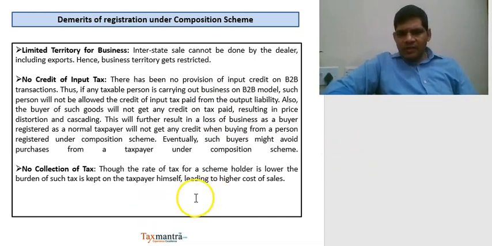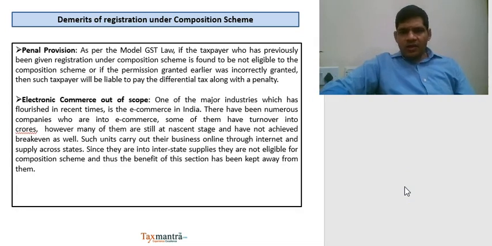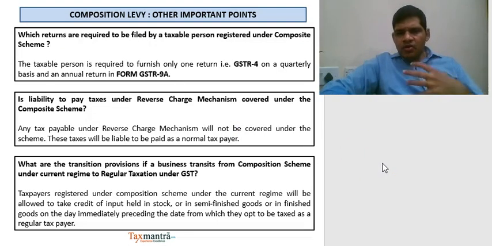And there is no collection of taxes. They cannot collect any tax from the supply. So they have to charge a nil tax invoice. And there are stringent penalties as far as GST is concerned. And e-commerce operators are out of the composition scheme. So if you are doing a sale on e-commerce, then also you are out of the composition scheme ambit.